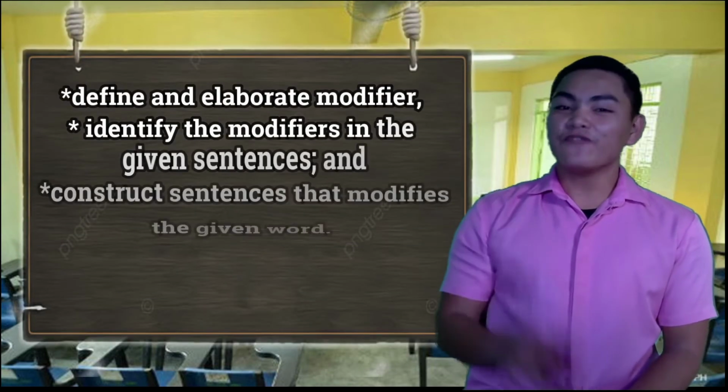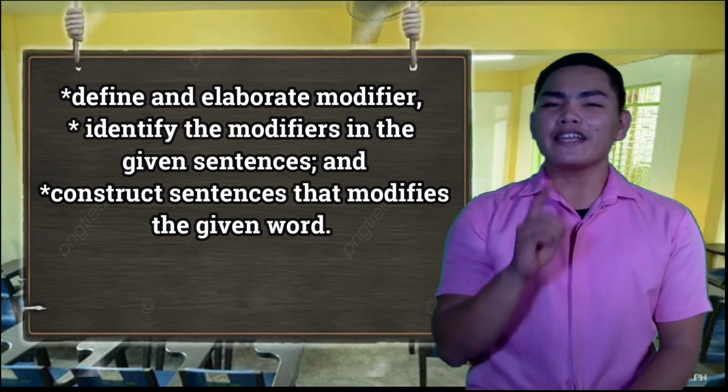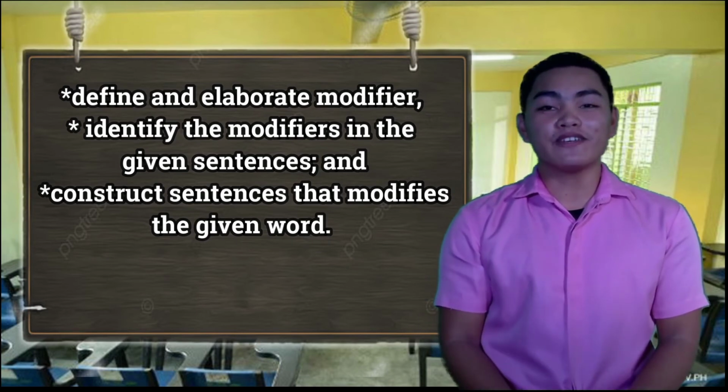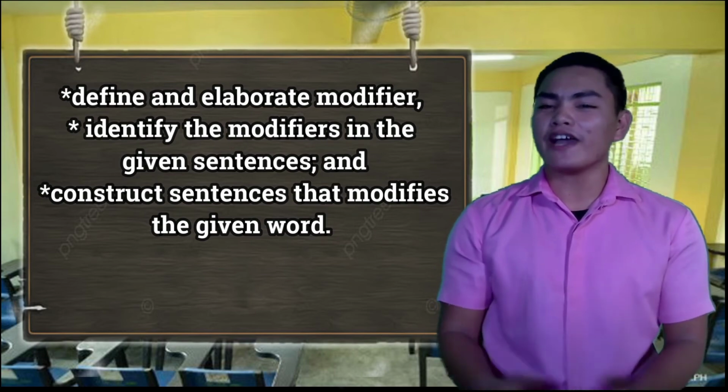At this time, we are going to discuss a very important lesson when it comes to grammar. But before that, let me present first our objectives. First one, define and elaborate modifier. Second one, identify the modifiers in the given sentences and construct sentences that modify the given word.